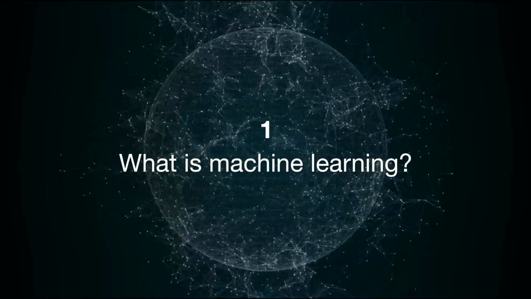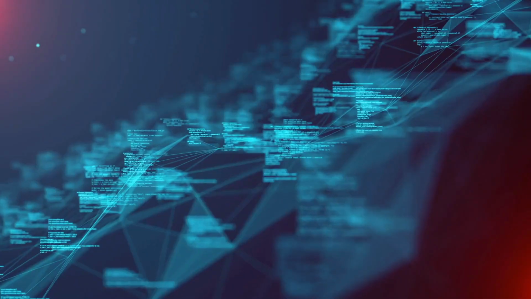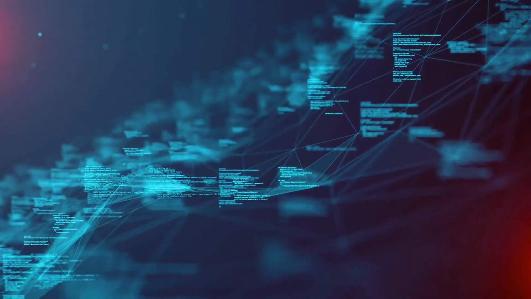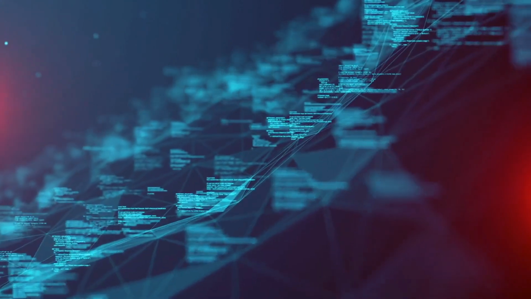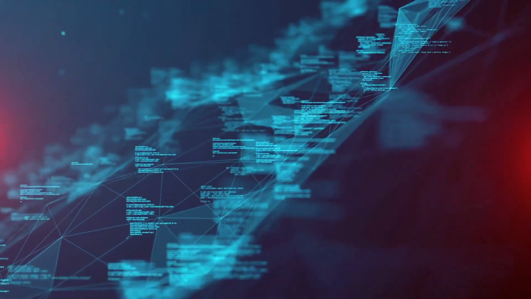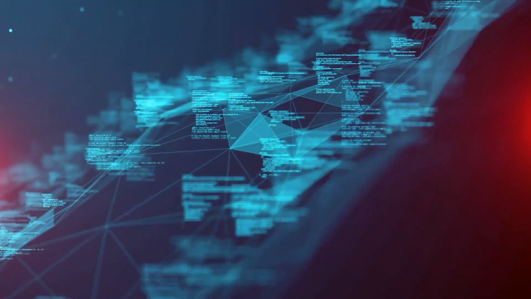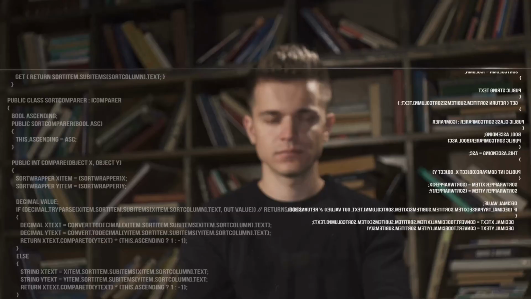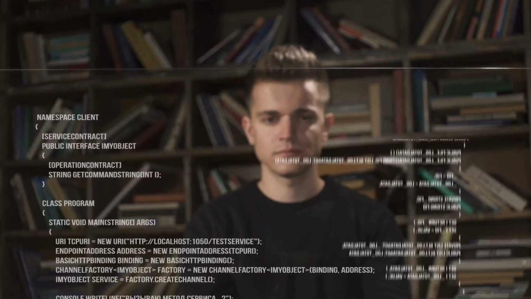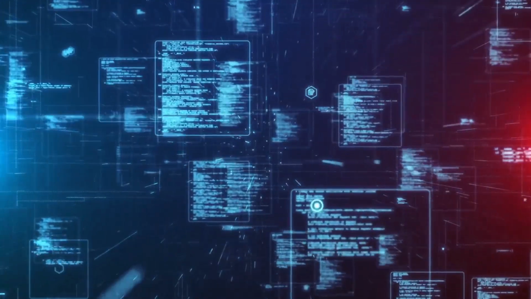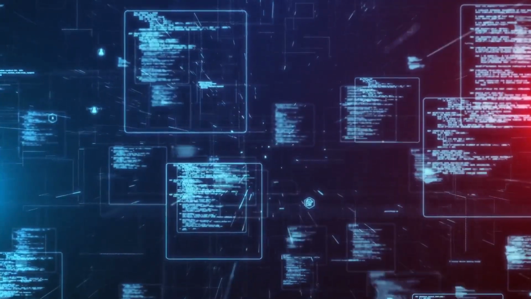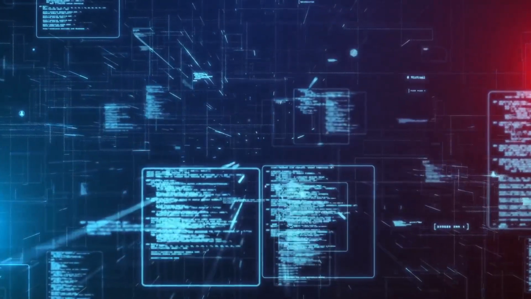1. What is machine learning? Machine learning is a subset of artificial intelligence that focuses on the development of algorithms and statistical models that enable computers to perform tasks without explicit instructions. Instead, these systems rely on patterns and inference drawn from data. This involves training a model on a data set, allowing it to learn from this data, and then using the model to make predictions or decisions.